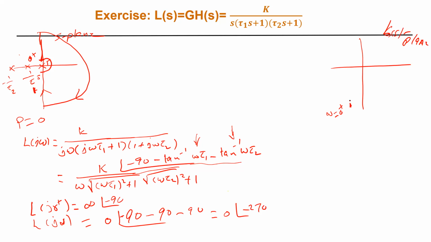So basically, as I increase omega, you can take omega in between. It will go in this way and it will come tangential to the minus 270 line. So this is omega equal to infinity.